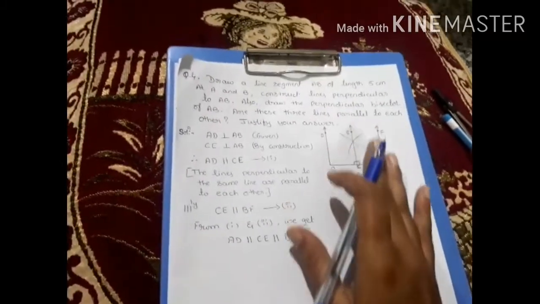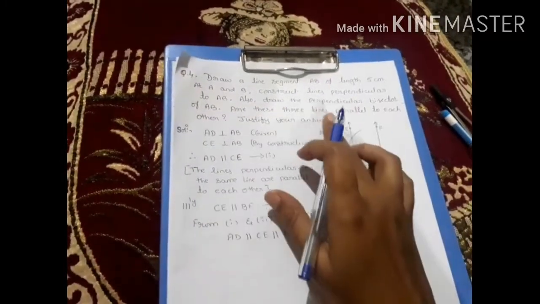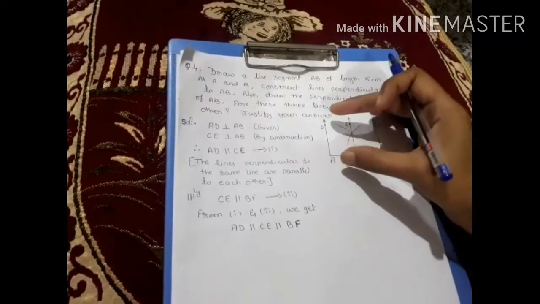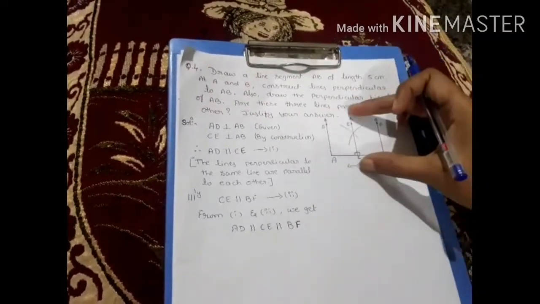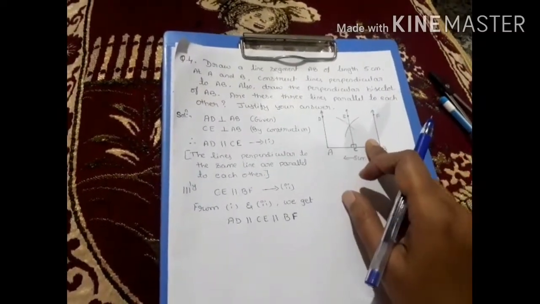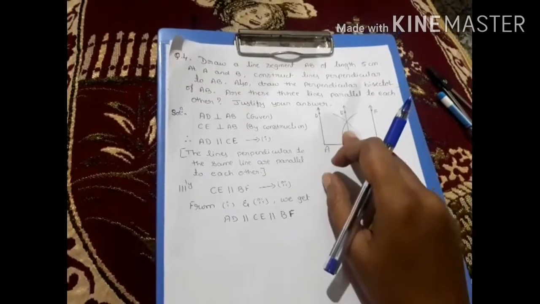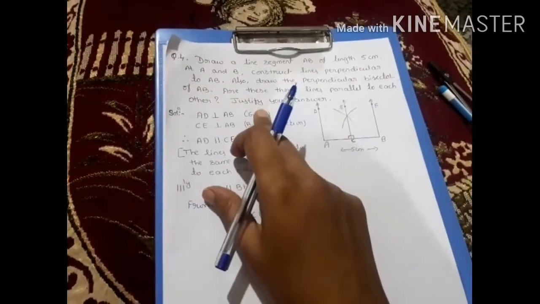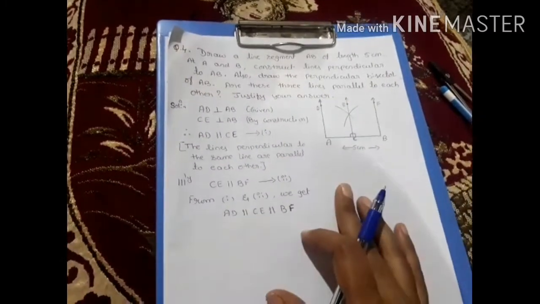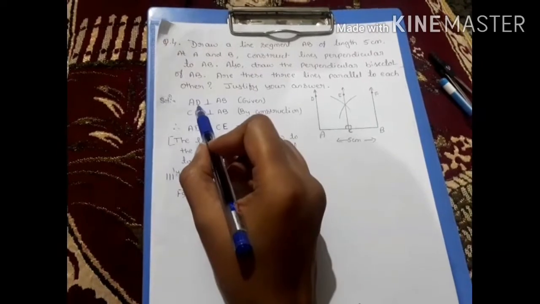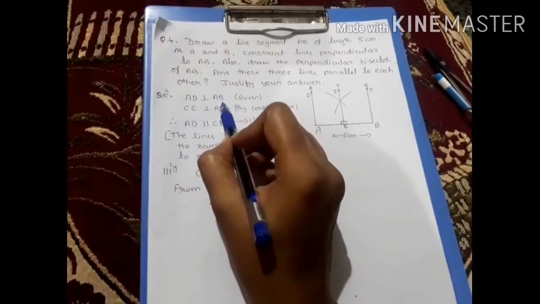Here you have to show: are these three lines parallel to each other? Are these three lines, meaning AD, CE and BF, parallel to each other? You have to rectify. If they are parallel to each other, then you have to give a reason or justify your answer. Here, solution. First you have to write AD is perpendicular to AB.